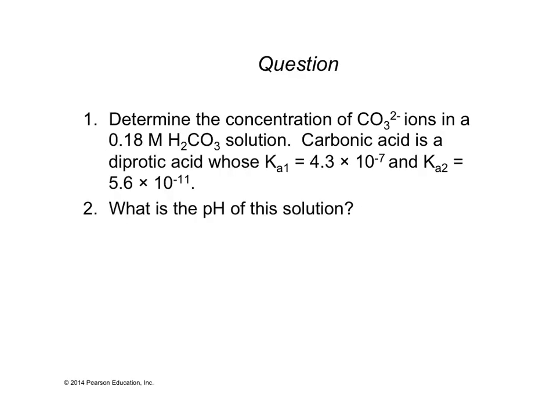Okay, let's go ahead and try one on our own. This is not sulfuric acid. This is carbonic acid. I give you a concentration, and I want to know, first off, what is the concentration of carbonate ions in a 0.18 molar solution of carbonic acid. I give you both of the Kas for both of those ionizations, and then I want to know what is the pH of the solution. So this is a two-part problem. So go ahead and try it. It's very similar to sulfuric acid, except a little bit different.